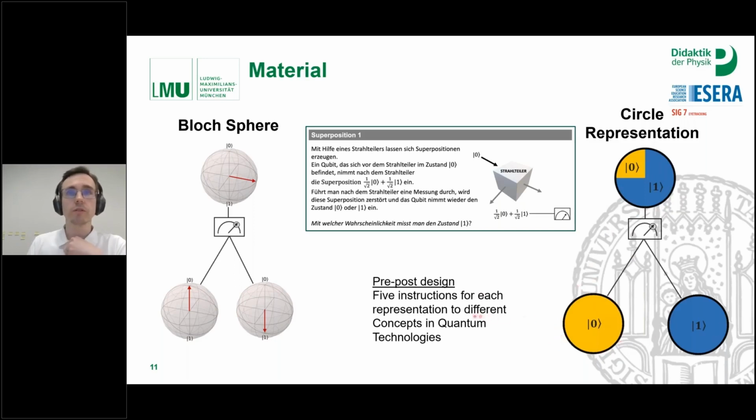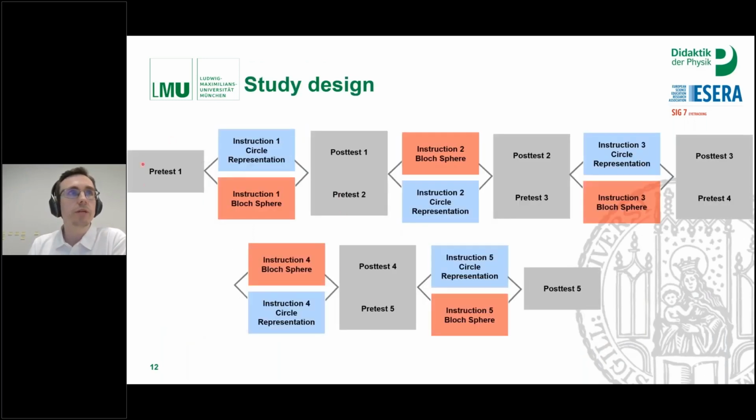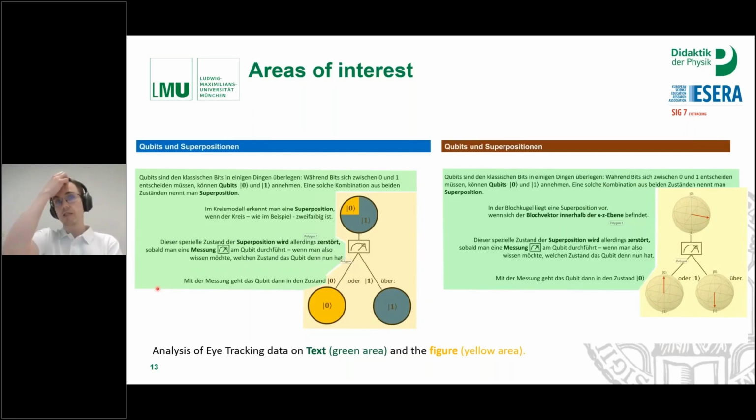And then we do a pre-post test. So we had 5 different instructions, and before and after each instruction, we do a little test, which is identical before and after. So overall, it looks like this. We had a pre-test, the first topic, then we had the 2 groups, the circle representation in blue and the Bloch sphere here in red, the post-test for the first instruction and the pre-test for the second one, and it follows until the end.